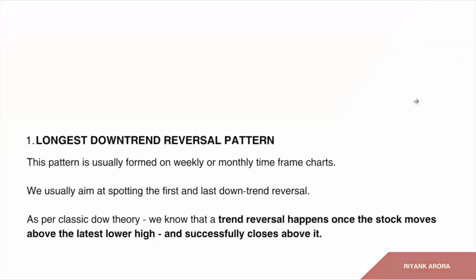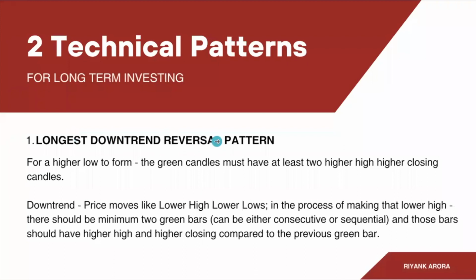So this is called the longest downtrend reversal pattern. For a higher low to form, the green candles must have at least 2 higher high, higher closing candles. And in a downtrend, price moves like lower high, lower lows. We are already aware of these concepts.